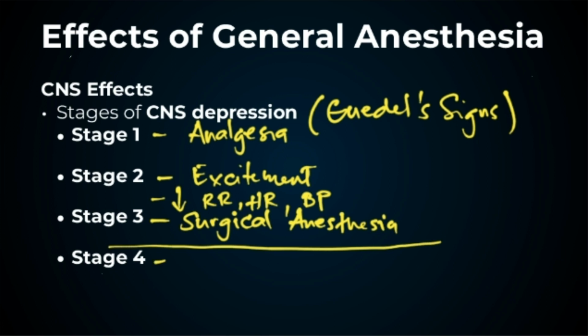You do not want the patient to reach stage 4, which is the stage of medullary depression, because in this stage there is severe depression of the vasomotor center in the medulla and the respiratory center in the brainstem. So the patient's circulatory and respiratory systems fail. Without circulatory and respiratory support, the patient is going to die. So you do not want to reach this stage of anesthesia.